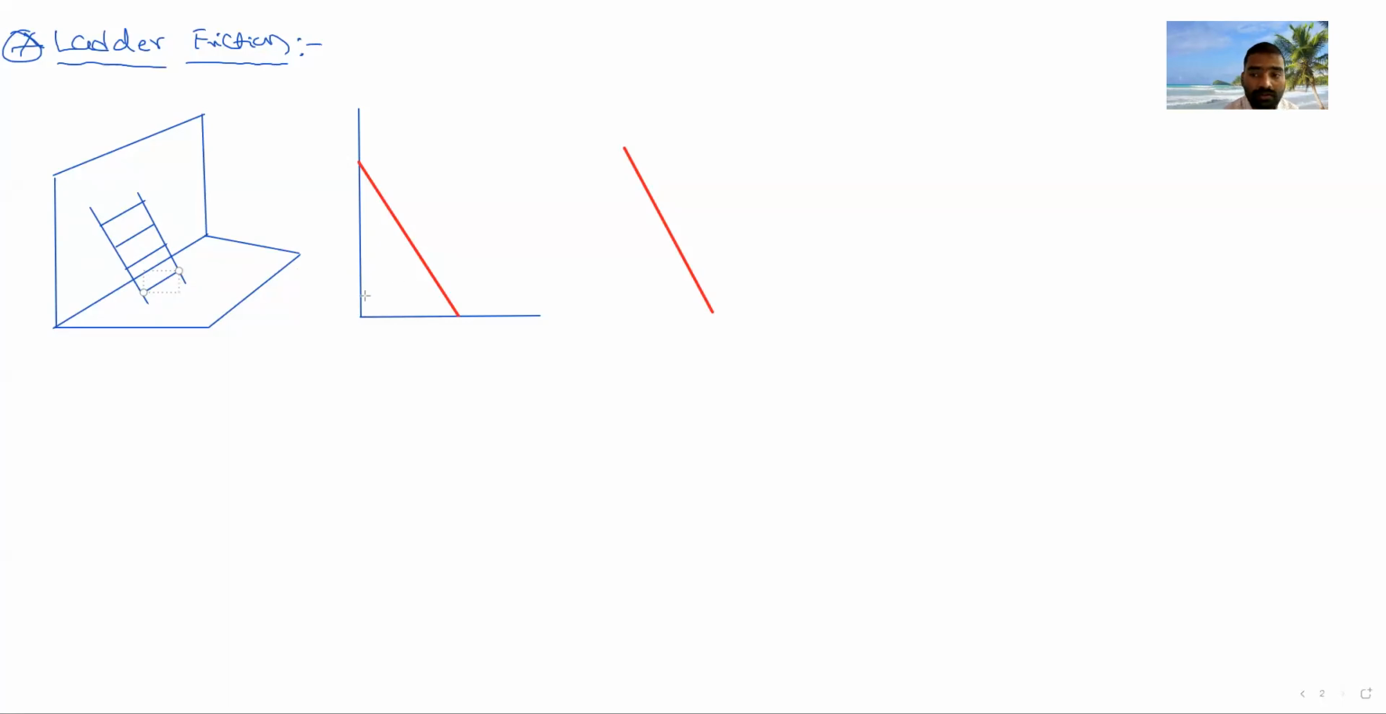Okay, so what are the forces? How will be the forces, that is frictional forces and also normal reactions, acting on this ladder? You have to check it. First of all, all of you draw this diagram.